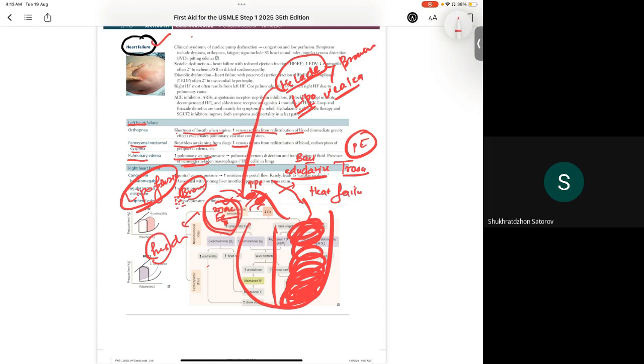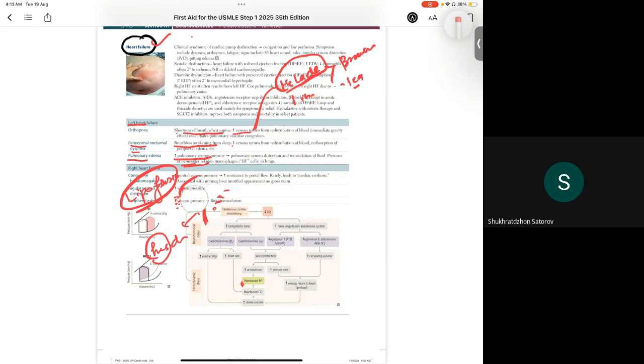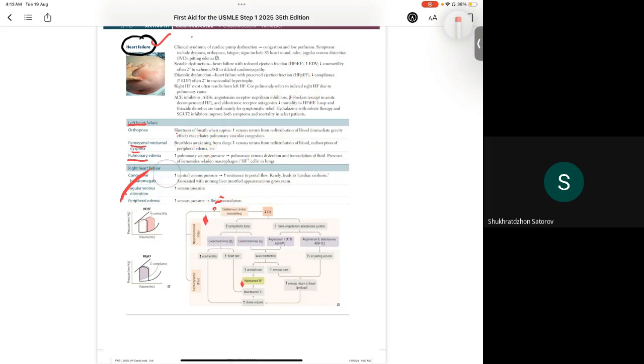Is it clear? Yes or no? Yes, yes. Wear and tear. Yes. Okay. So we discussed it.